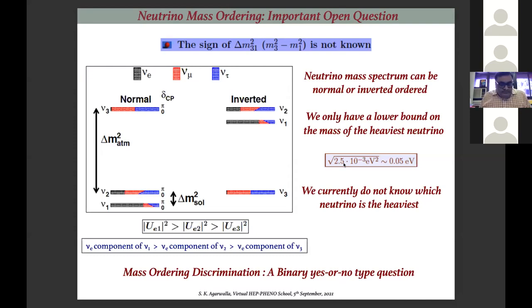Hey, Professor, can you hear me? Yeah. I was wondering, is it not possible to get more constraints for neutrino masses from cosmological sources or limits? If I understood your question, you are talking about the cosmological connection with neutrino mass? Yes, sir. Yes, very good question.